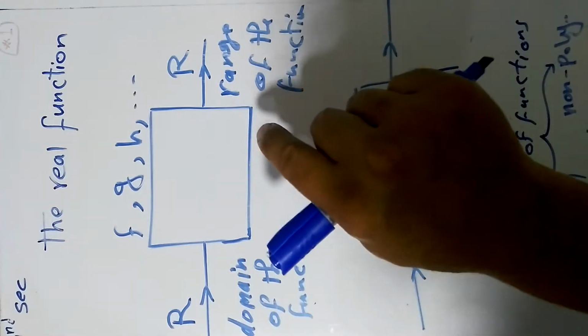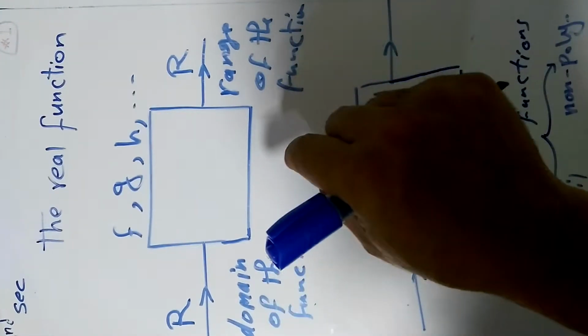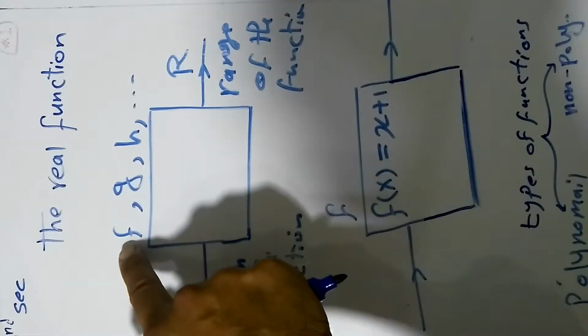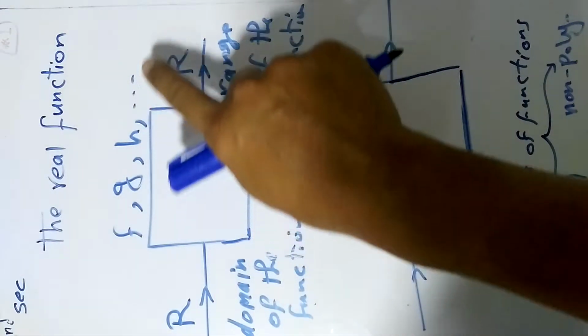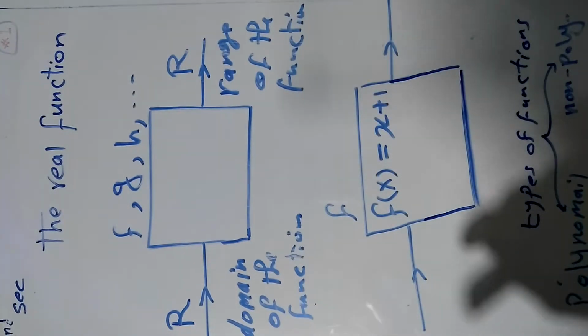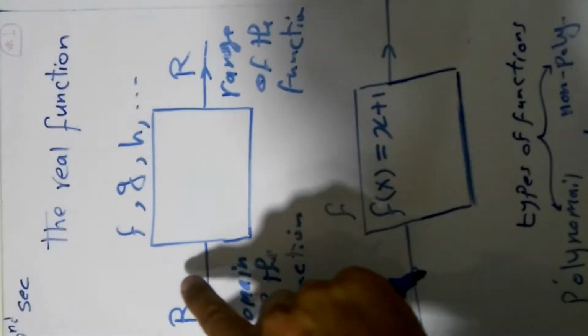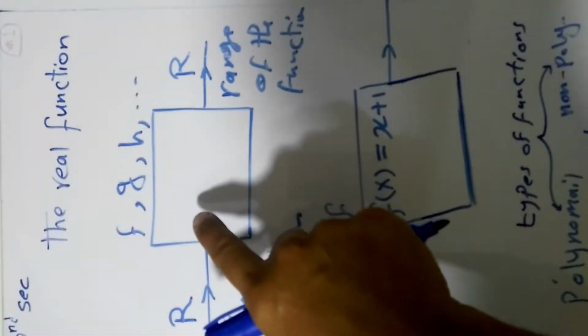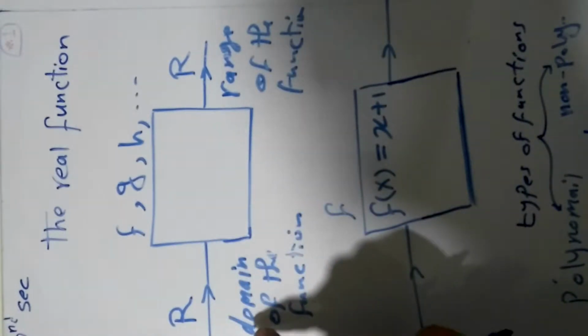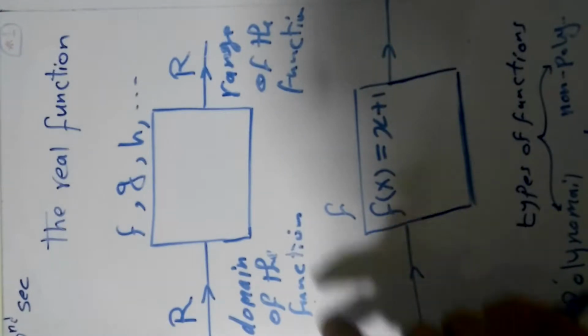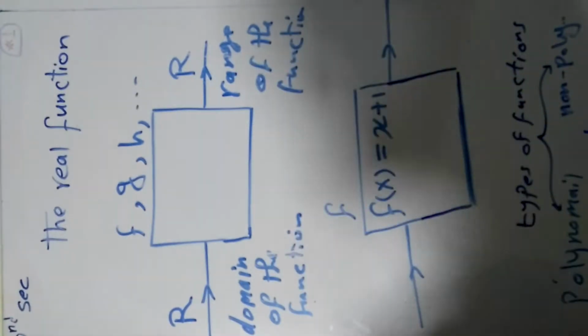The most common names for functions are the letters f, g, or h, but you can use any other letters. The inputs for the function are called the domain of the function, and the outputs are called the range of the function.